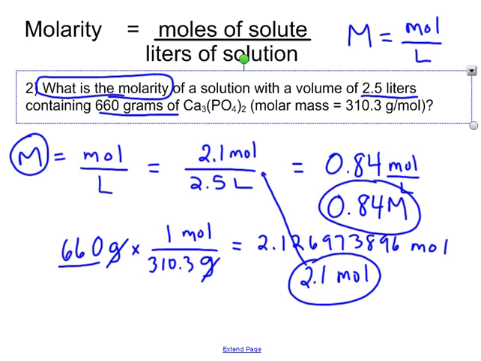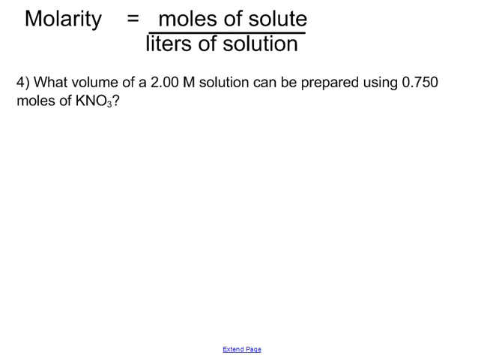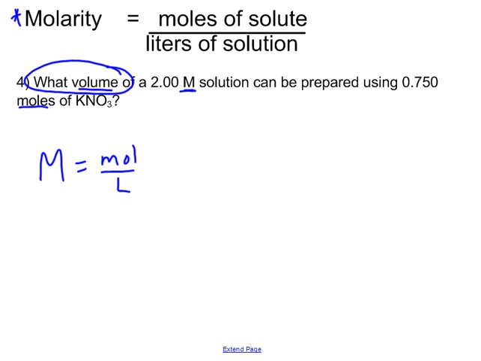molarity problems which are going to ask you to solve for the other things in that equation. Number 4, what volume of a 2.00 molar solution can be prepared using 0.750 moles of KNO3? Okay, the fact that they're giving us a molar solution, they're giving us volume, they're giving us moles, that's the key to use the molarity equation. So we're starting with molarity equals moles per liter. I'm going to rearrange this equation because what we're really trying to find is the volume.